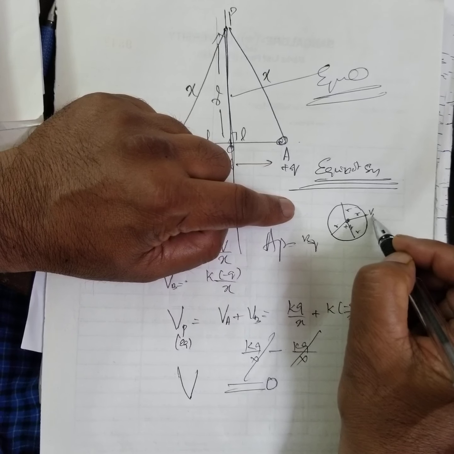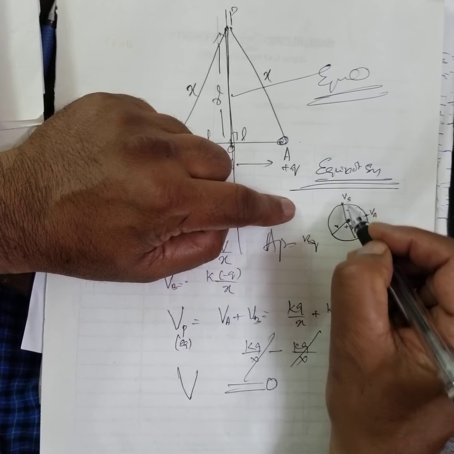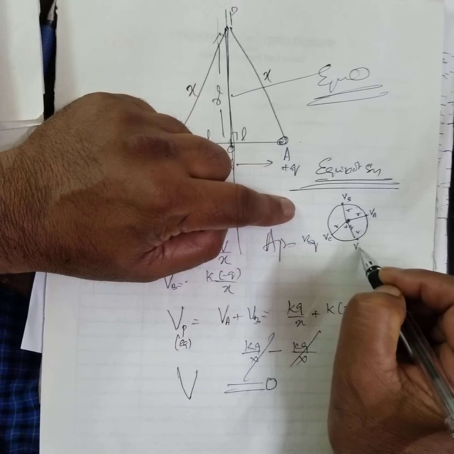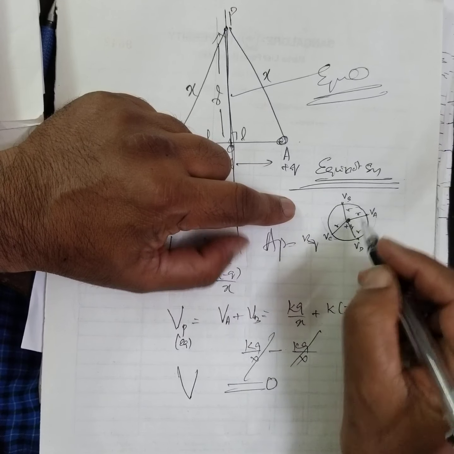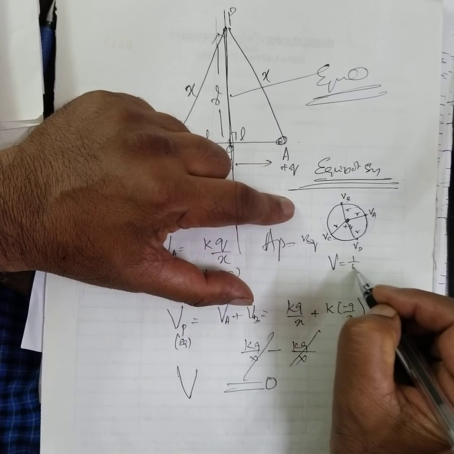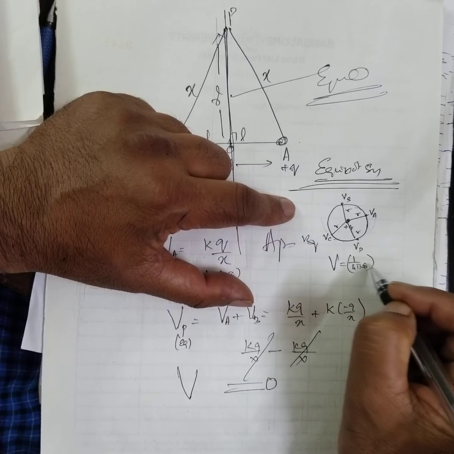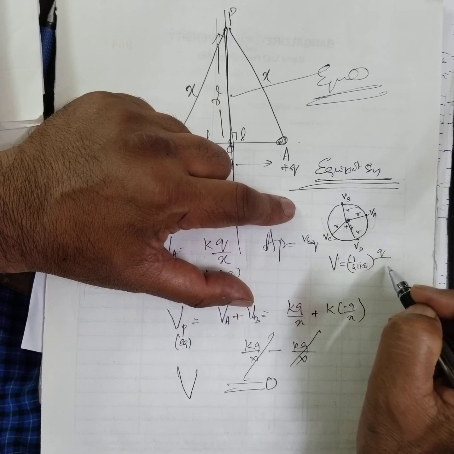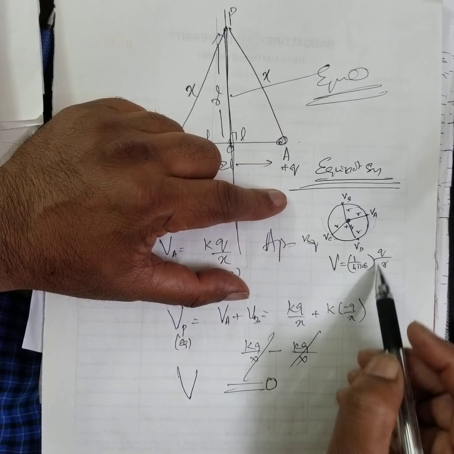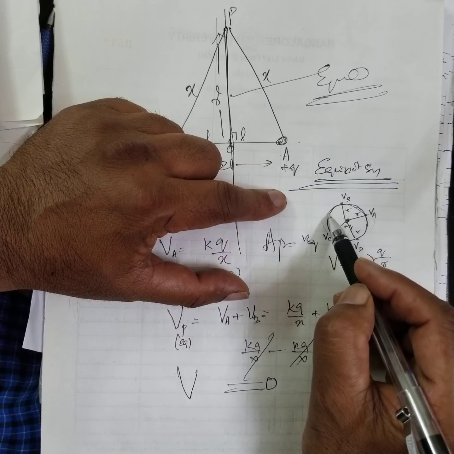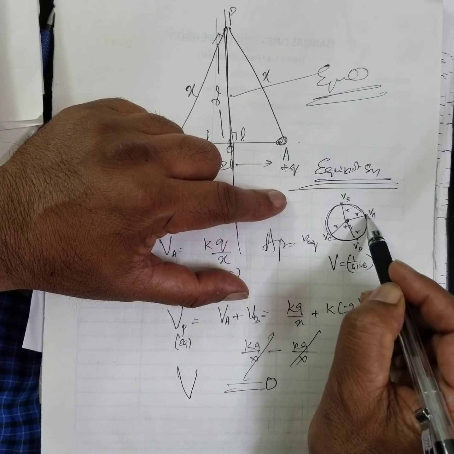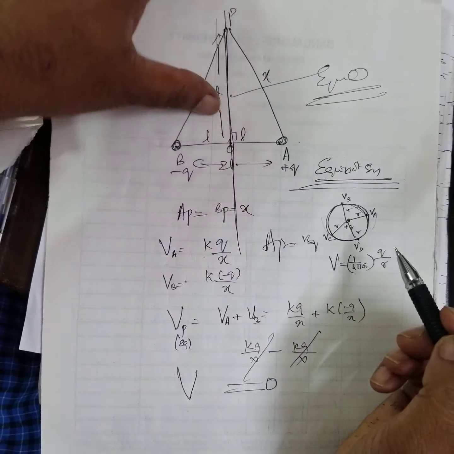Here, what is the potential at A, the potential at B, the potential at C, the potential at D? All have equal potential, because potential is given by 1 by 4 pi epsilon naught times charge by distance, and r remains constant. Therefore, the surface which passes through the points having equal potential is called an equipotential surface.